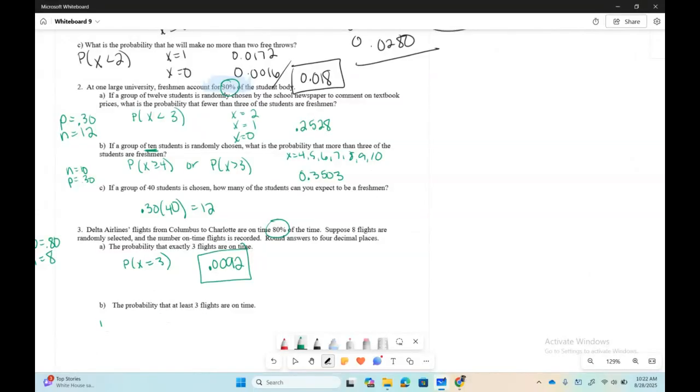All right, and then for our last one, the probability that at least 3 flights are on time. So we can include the 3 there. So we would need 3, 4, 5, 6, 7, and 8. I would need to find the probabilities for all of those and add it together. My final answer was 0.9988 using that table.